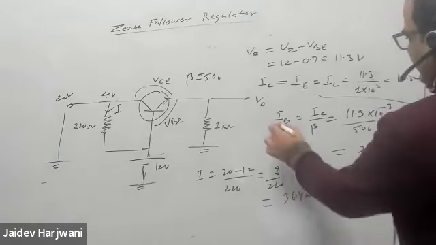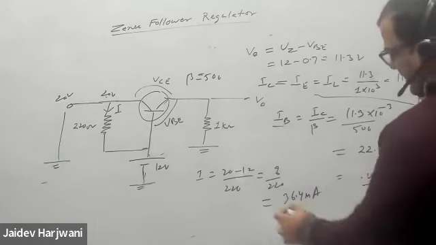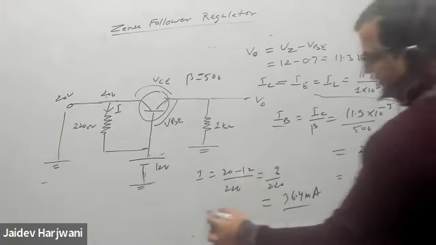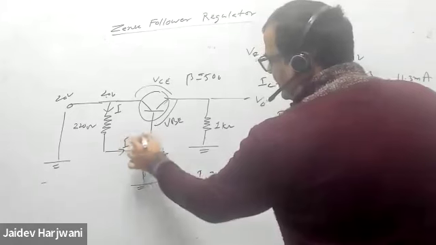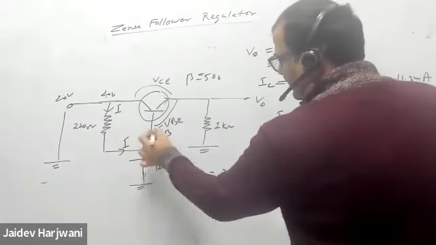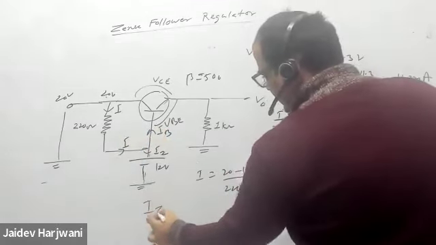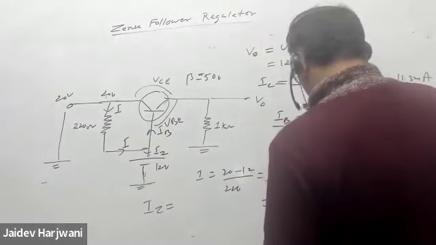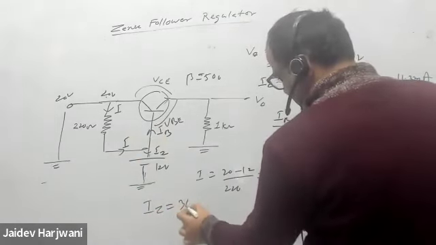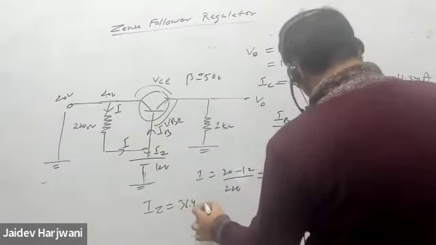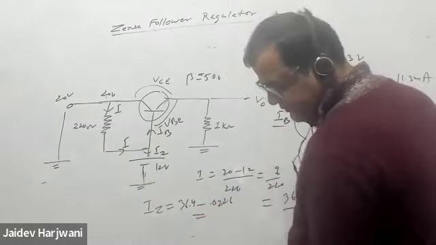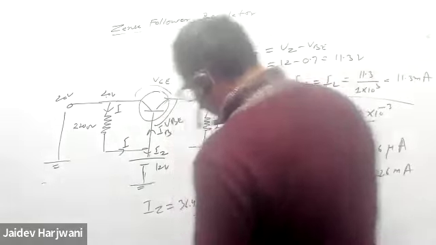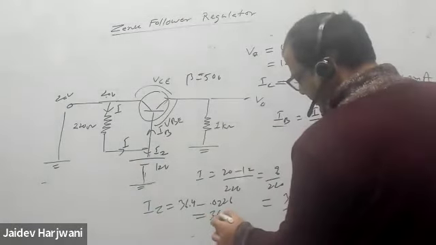So you have IB, you have I, you can find IZ. This I is coming here, IB is going up, IZ is going down. So IZ will be your I minus IB, 36.4 milliampere minus 0.0226. Okay, which is equal to 36.2 milliampere.